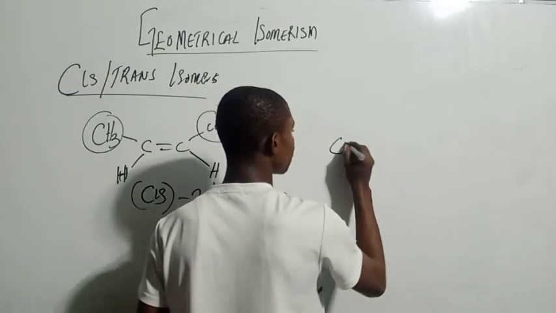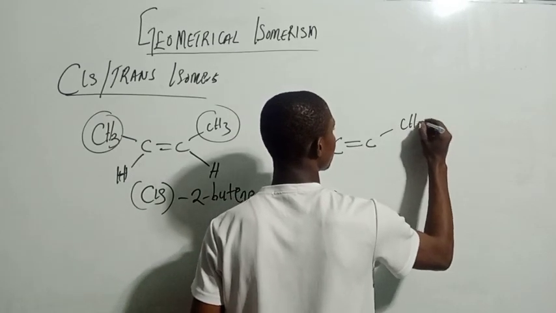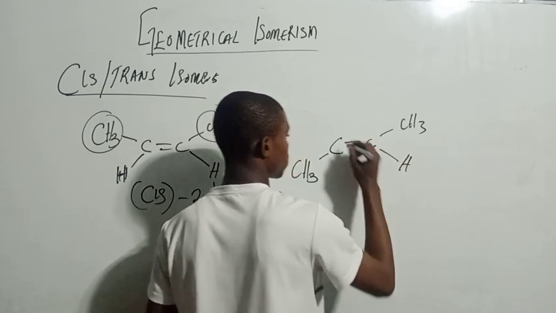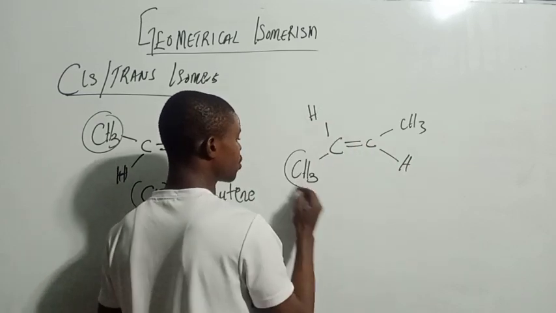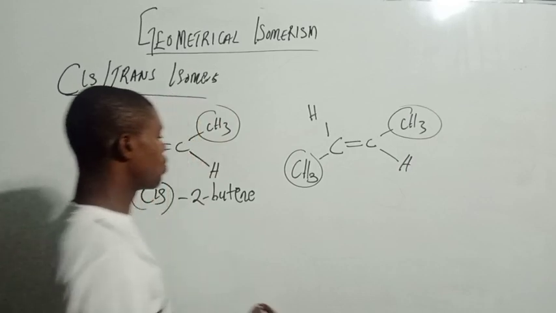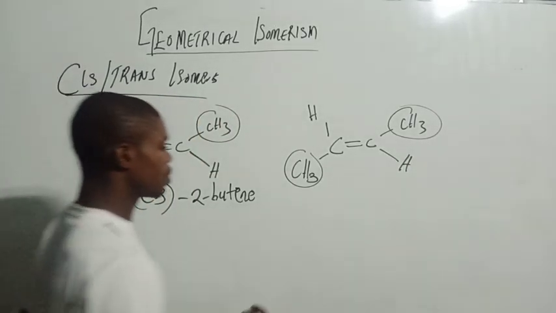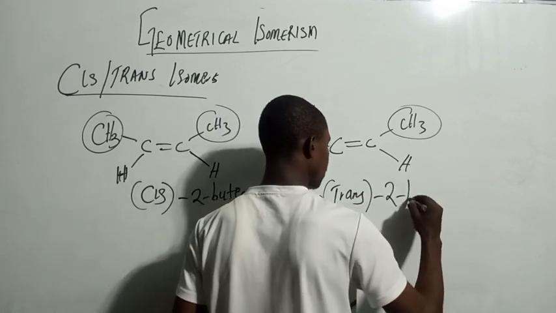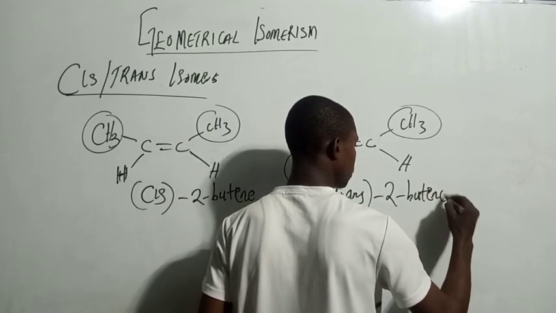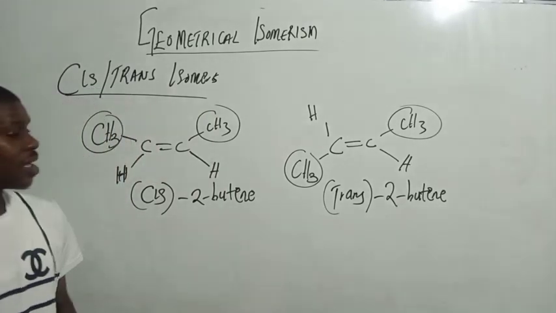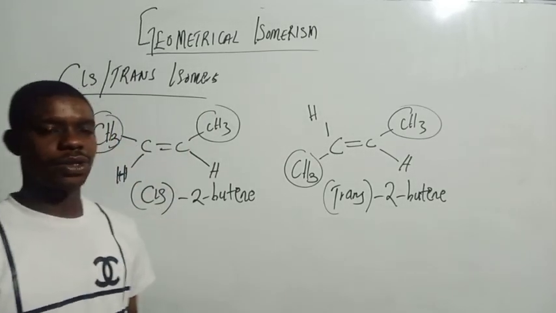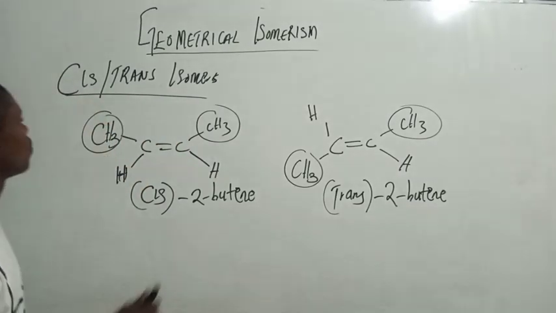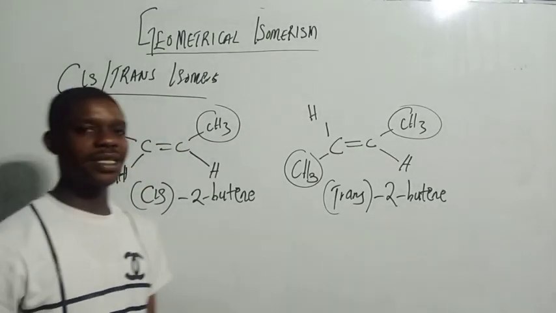On the other hand, we have something like this. Now these two are in opposite positions. So it's going to be trans-2-butene. Do you get that? So this is everything you need to understand about geometrical isomerism, and we are looking at cis and trans isomers.